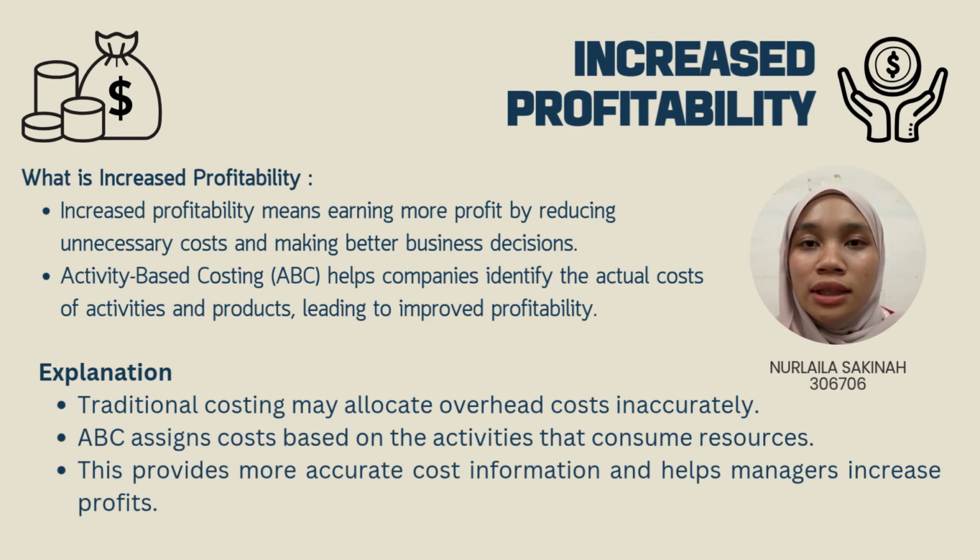Under traditional costing systems, companies often allocate overhead costs inaccurately, usually by blindly spreading them across products based on direct labor hours or machine hours. ABC, however, assigns costs based on the actual activities that consume resources. By moving away from broad averages, ABC provides managers with precise, accurate cost information, which serves as the ultimate foundation for increasing profits.